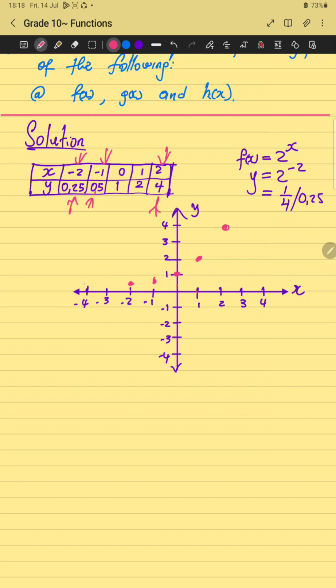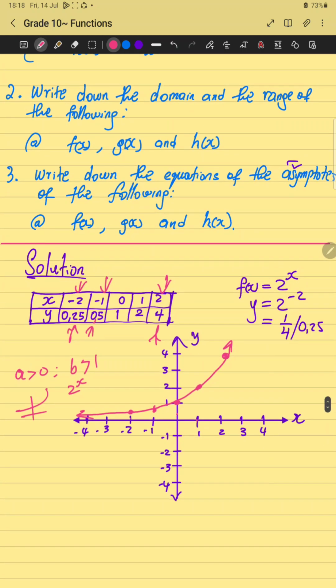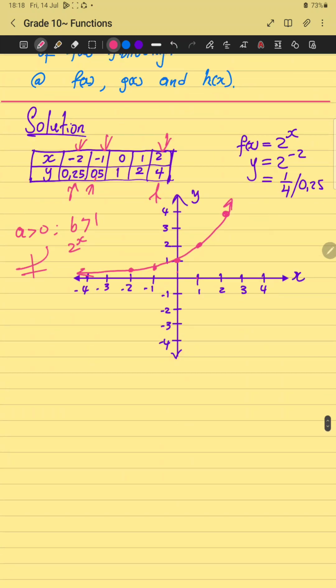Before we join, we have to consider the value of a. It is bigger than 0 and our b is greater than 1, because it's 2 to the power x, so that means the shape should be like this. Then we just join all the points. That's fantastic. Now from here we write the domain and the range.